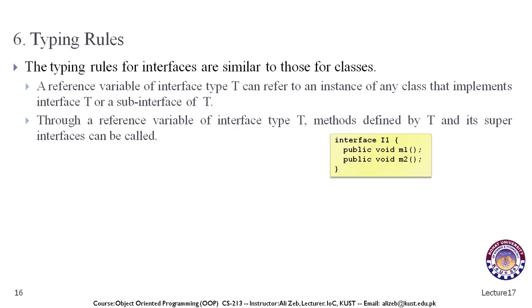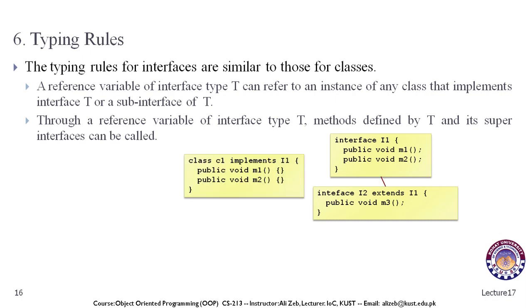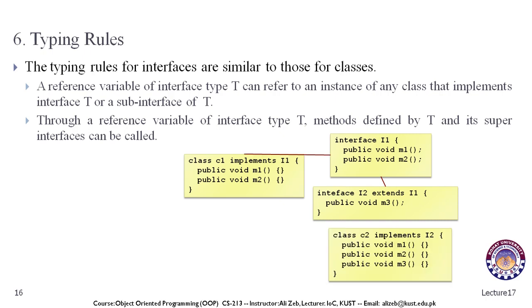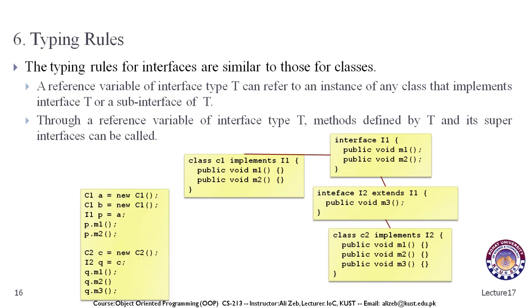We have an interface I1 that has two methods, and an interface I2 that extends I1 and has its own method as well. We have a class C1 that implements I1 and it implements the methods of the interface I1. We have a class C2 that implements I2, so it needs to implement all of the methods of I1 and I2.